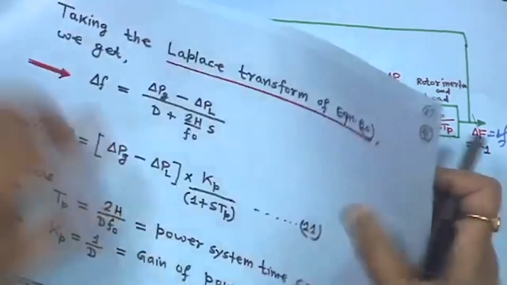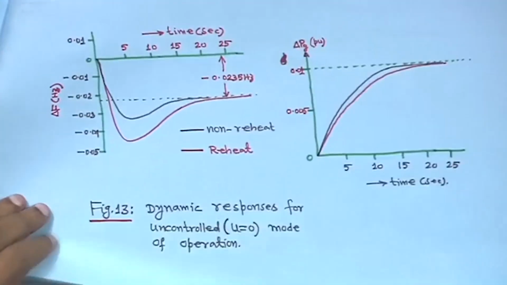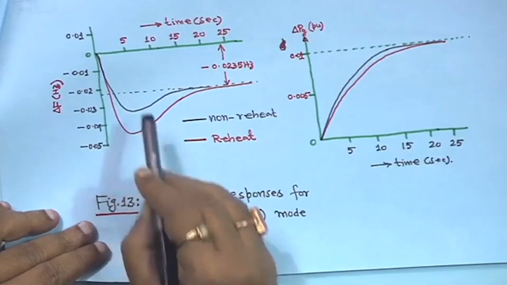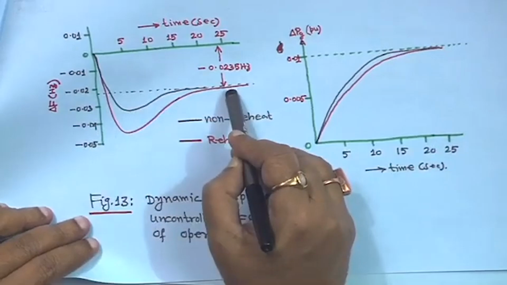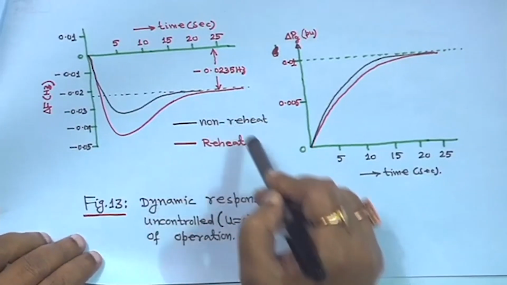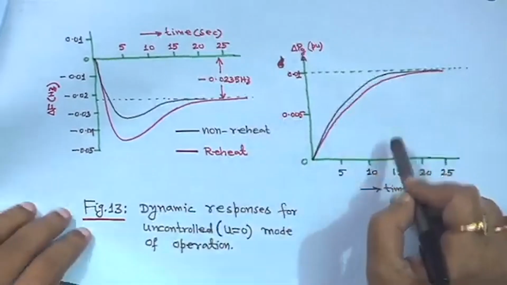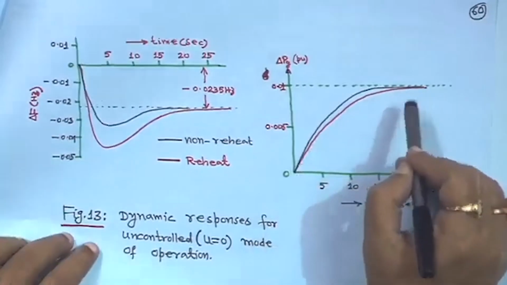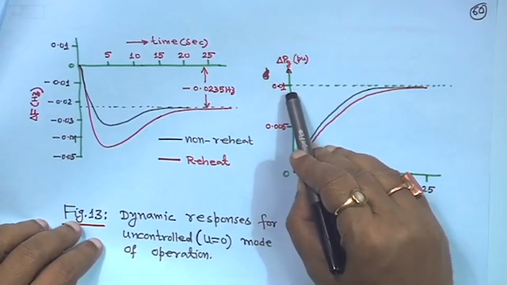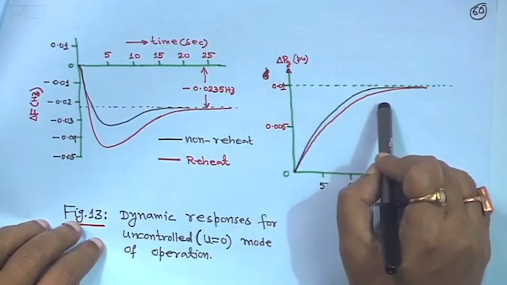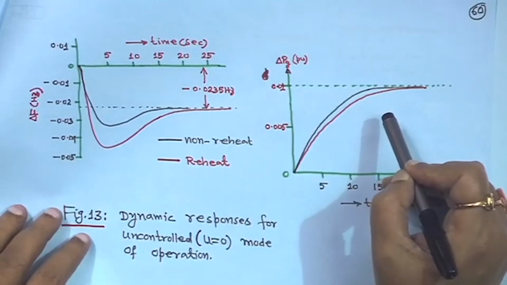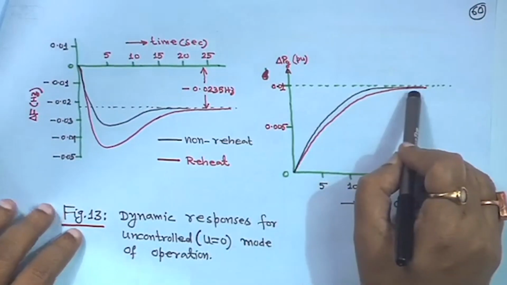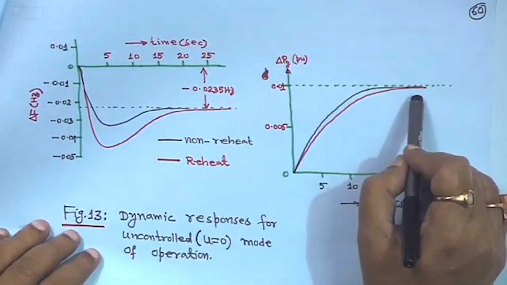For the non-reheat turbine, the responses are like this. For the reheat type, the peak frequency deviation will be slightly higher compared to the non-reheat type, but the steady state error will remain the same, because R and Kp values are the same for both cases. Generation for the reheat type will take a little bit more time to settle; it is uncontrolled mode. It cannot be exactly 0.01, I told you it will be a little bit less, 0.0019 less. And it will take slightly more time because you have a reheat time constant of 10 seconds, a little bit slower.